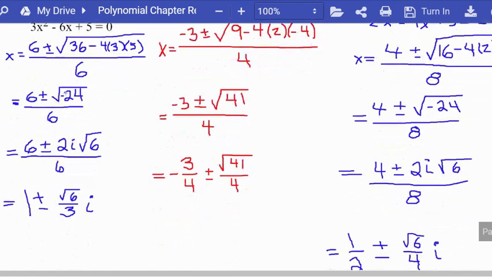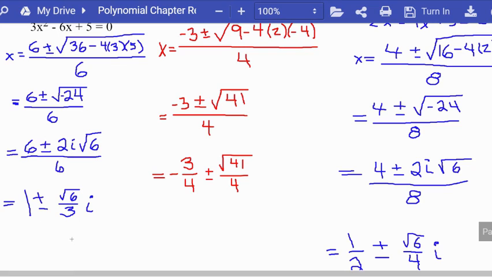Nothing too crazy here, but I've got a -24. And so I said that the square root of 4 is 2, the square root of -1 is i, and the square root of 6, well, doesn't have any perfect square factors. So I leave that in the radical, take the other 2 out. And then, because 6 divided by 6 is 1, and 2 divided by 6 is 1/3, this reduces to the form that I've got here.